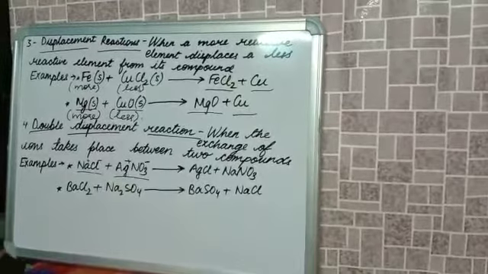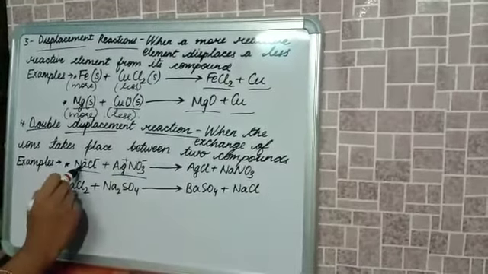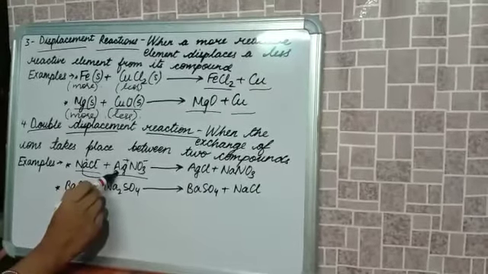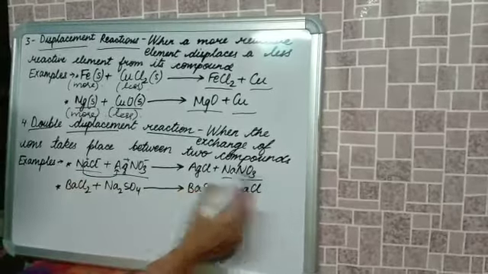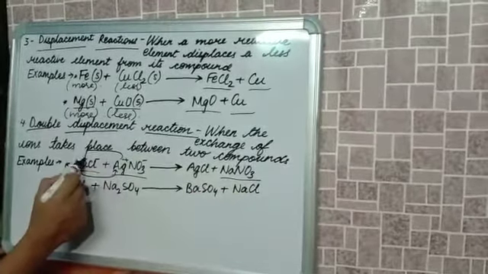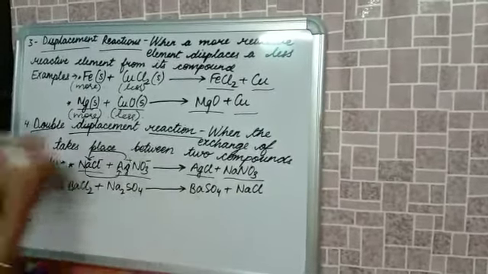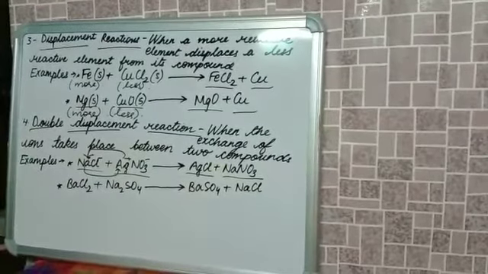Now here what will happen? The exchange of ions: Na will take the place of Ag and will give NaNO3, and Ag will take the place of Na and it will form AgCl, that is silver chloride.